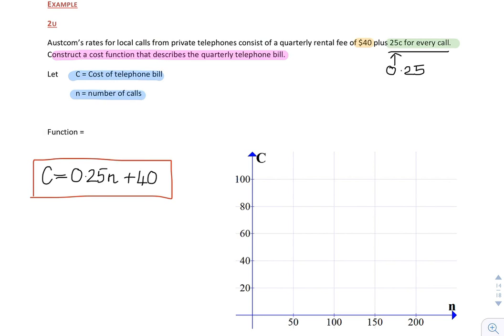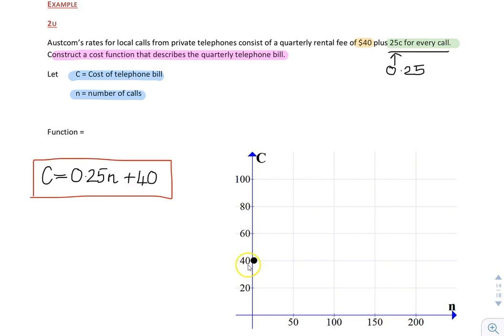Now the question doesn't ask us to graph this. However, we will do that as an addition to this as well. So in order to graph this, the very first step, or the easiest step we can do, is to recognize that we have a y-intercept of 40, so we can actually put in a y-intercept of 40 on our graph. That's the easy part. We need a second point. To be able to graph it linearly, we need a second point.